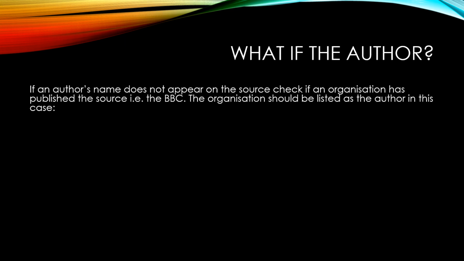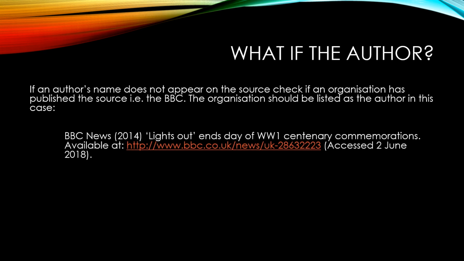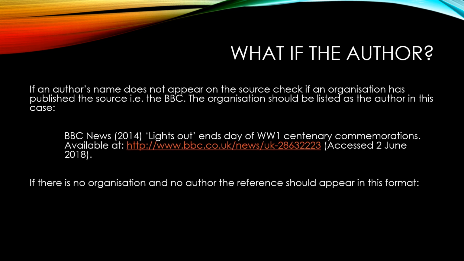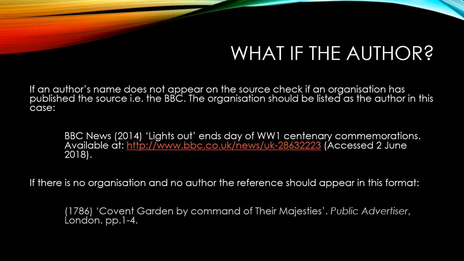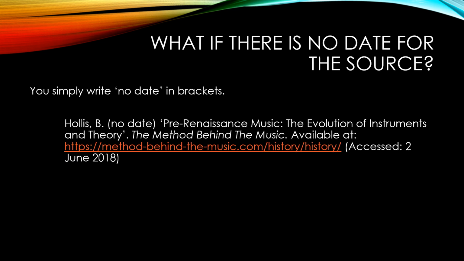If the author's name does not appear in the source, whether it be a book, article, or website, check if it has been published by an organisation, such as the BBC. In this case, list the organisation as the author, as you can see in the following example. If there is no organisation and no author, simply miss out the author and begin with the year, as you can see here. If there is no date for the source, simply write no date in brackets.